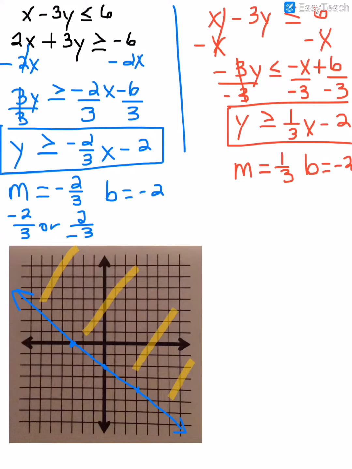Now if I want to graph the other line, my slope is 1/3 and my y-intercept is negative 2. So I'm going to start at negative 2, which is the same y-intercept for the other line. But I'm going to rise 1 and run 3. And I connect my dots. Again, this is greater than or equal to, so it's going to be a solid line.